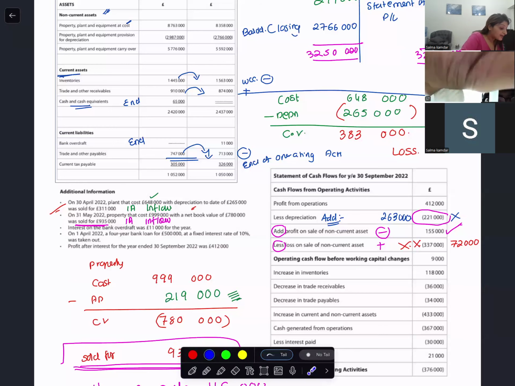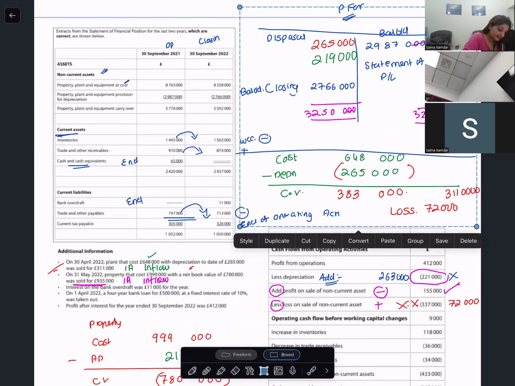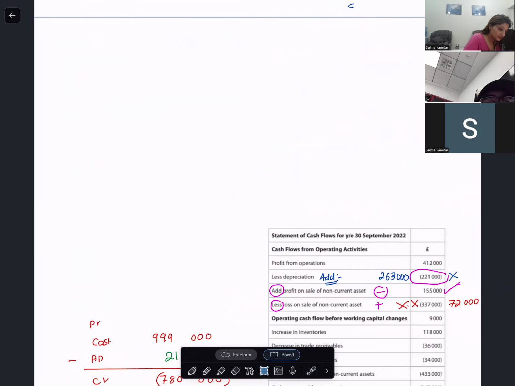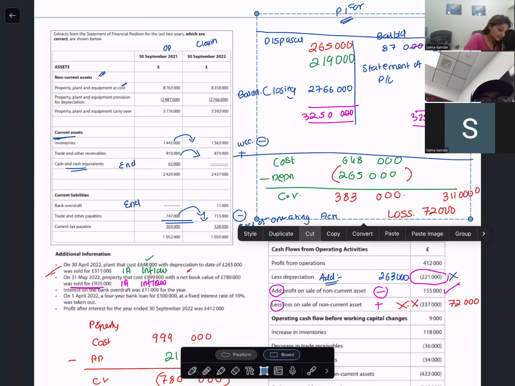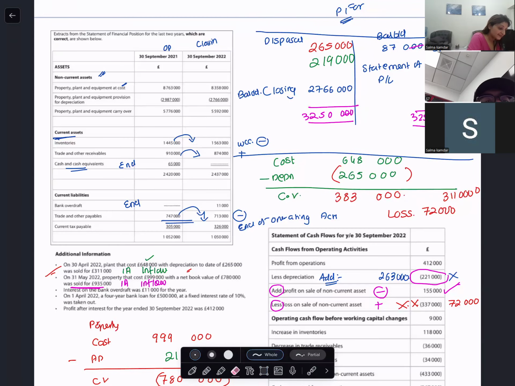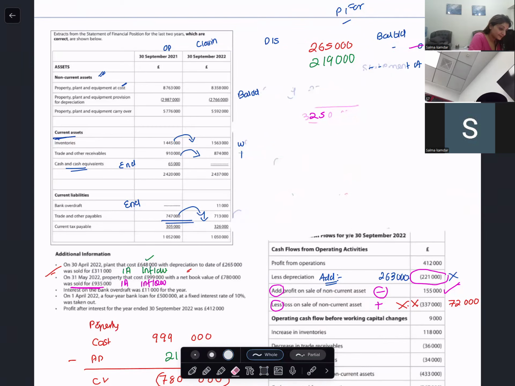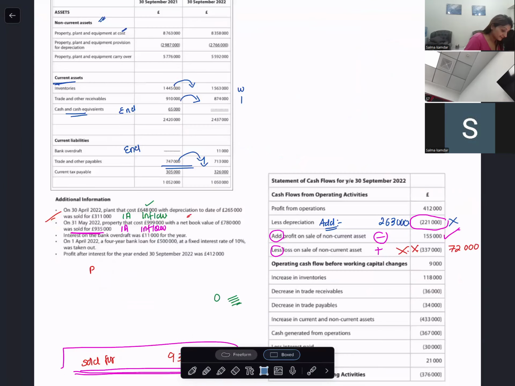Okay. Apart from that, there is some additional information also given to us, but we were asked to prepare a provision for depreciation account, which we already did. Correct? Okay. Now, what is it that is asked for us? We have to correct the statement of financial position that is given to us. Sorry, the cash flow statement. The cash flow statement that is given to us, we have to correct it. There is a draft cash flow statement that is given to us. We have to correct it. Are you with me?